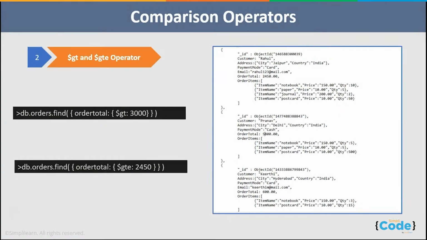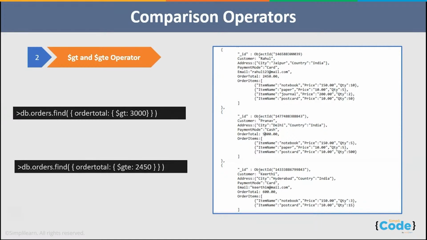Alright, moving ahead, let us now discuss GT and GTE, which stand for greater than and greater than or equal to. Again, let us consider the same collection and the same example that we have taken earlier. The first query is for GT, that is db.orders.find where order total is greater than 3000. So we are performing a search query wherein we want only those documents whose order total is greater than 3000. If you look at the image, we have only one document, which is of customer Pranav, whose order total is 5800, which is more than 3000.